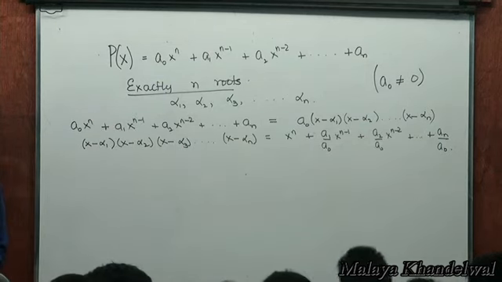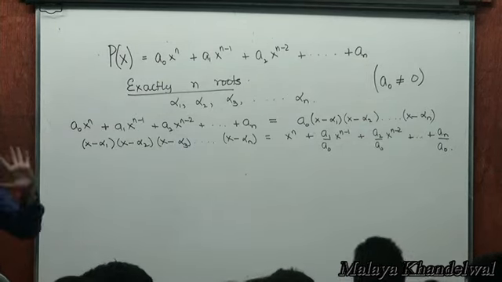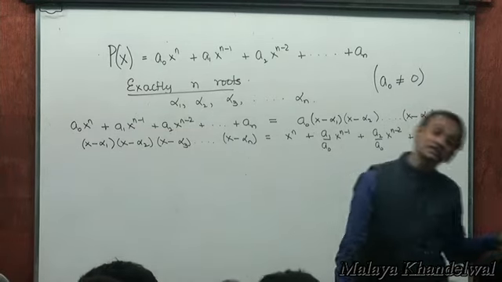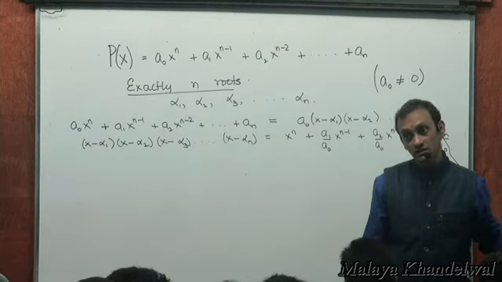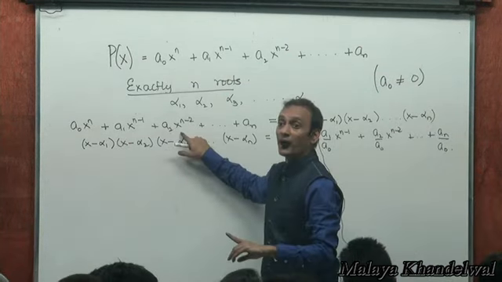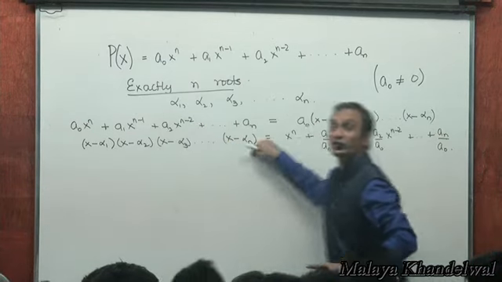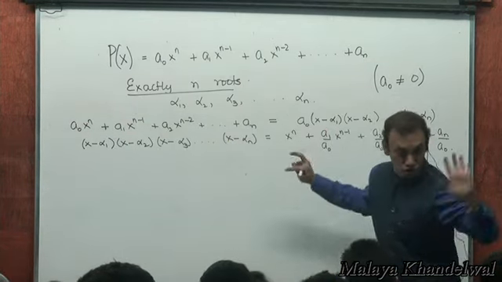And this division was legal because A naught was non-zero, right? And what is it? Is it an equation or an identity? It's an identity, right? That means the coefficient of x to the power n here would be the coefficient of x to the power n there. The coefficient of x to the power n-1 here would be equal to the coefficient of x to the power n-1 there, and so on and so forth, right?